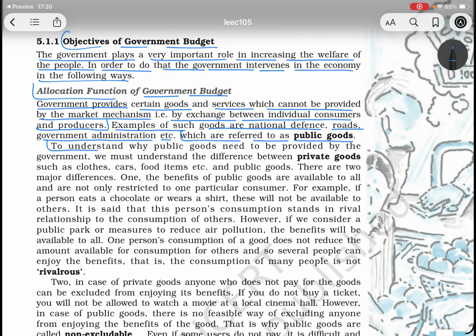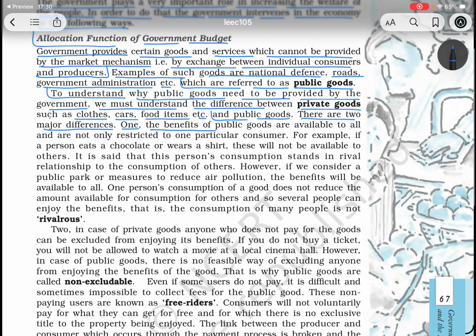To understand why public goods need to be provided by the government, we must understand the difference between private goods such as clothes, cars, food items, etc., and public goods. There are two major differences. One, the benefits of public goods are available to all and are not only restricted to one particular consumer. For example, if a person eats a chocolate or wears a shirt, these will not be available to others. It is said that this person's consumption stands in rival relationship to the consumption of others.